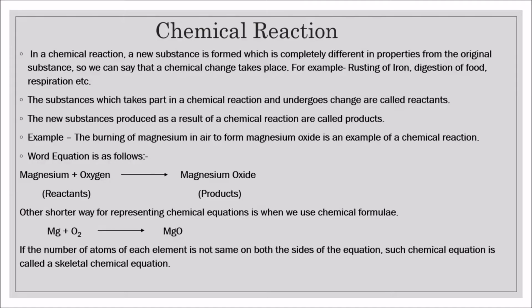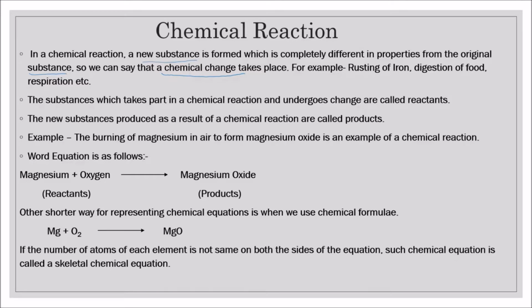What is a chemical reaction? Whenever we say there is a chemical change taking place, we say there is a chemical reaction. What is a chemical change? In which a new substance is formed which is completely different in properties from the original substance. So we can say the properties of the original substance are totally different from the properties of the new substance. And then we say there is a chemical change, that is, a chemical reaction taking place.